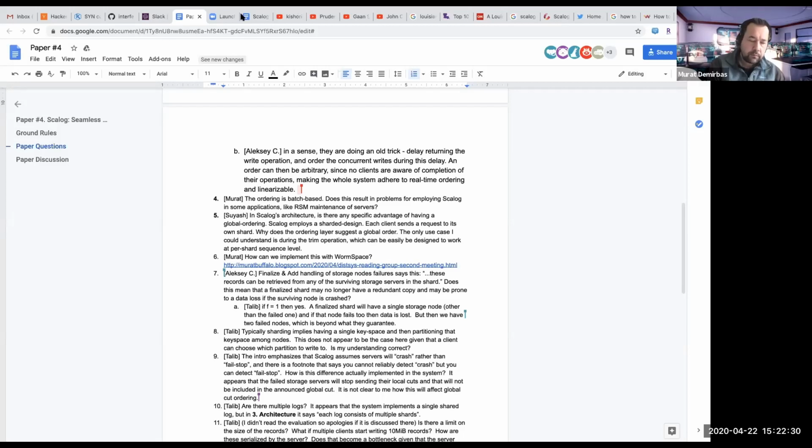Yeah, there is a system called Apache Kafka, which does something like that, right? You shard the log, and you only have the order per shard, right? So you can think of it as just having multiple smaller logs, I guess.